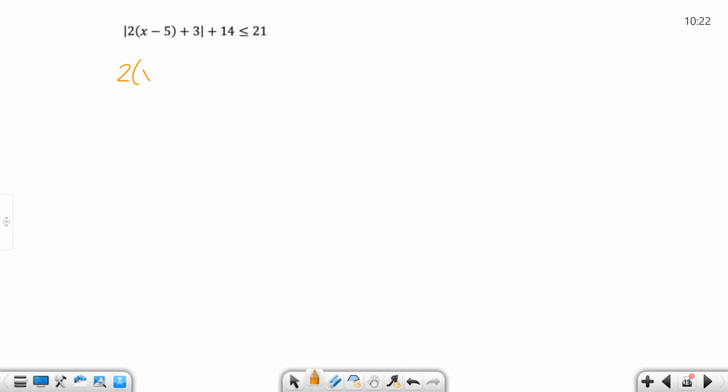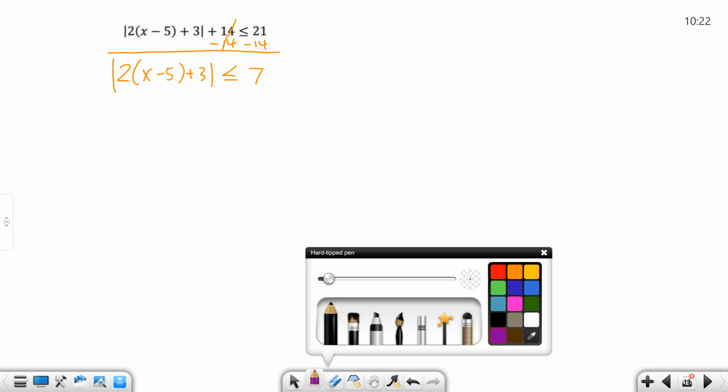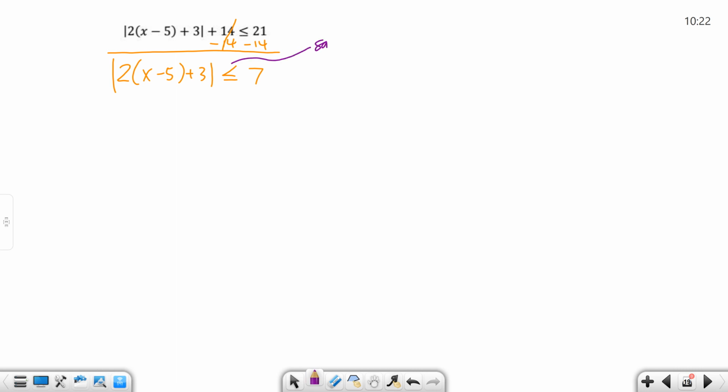So here, 2x minus 5 in parentheses plus 3, I'm going to subtract the 14 from both sides. So that cancels and I get less than or equal to 7. Now I have absolute value less than or equal to a positive number. So that's going to give me a sandwich. So 2x minus 5 plus 3 less than or equal to 7, greater than or equal to negative 7. Because I wrote it as a sandwich and not an or, I'm only going to do the work once. If it was an or, I'd have that 2 times x minus 5 business in two different ones, and I'd have to do it twice. But here, I just have to do it once, thankfully.